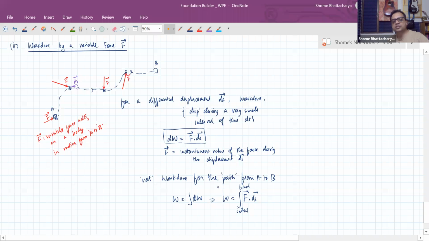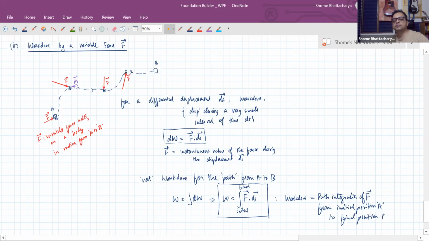Okay. So in words, this quantity that we've written over here, the integration of F dot ds from initial to final, is called path integration. So we say that work done by a variable force equals the path integration of the force from the initial position A, which I've shown in the diagram, to the final position B. So this is the general definition of work done when we are dealing with a variable force. So just make a note of this, people.